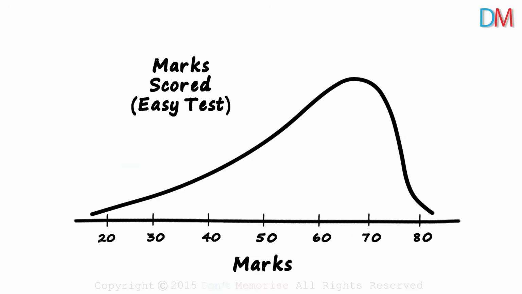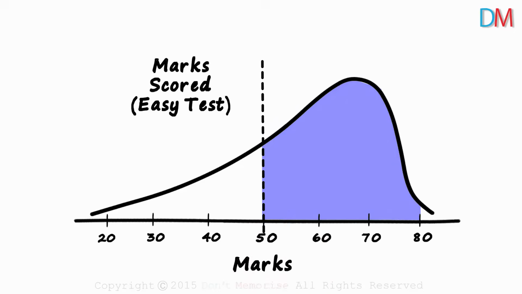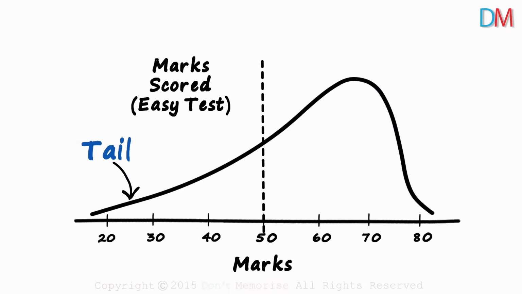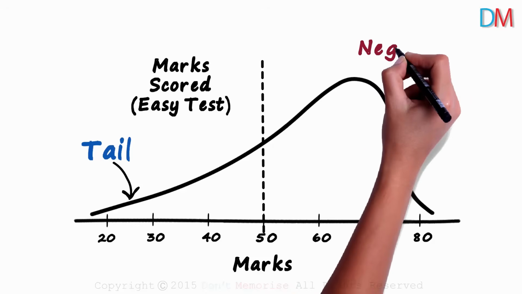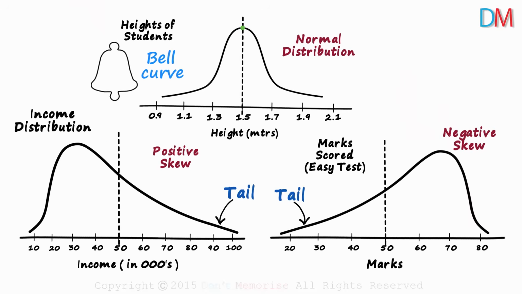Majority of the students scored between 50 and 80, while the central value is 50. We see a tail here as well. But this time, it lies on the left-hand side of the central value. Because it is skewed towards the left-hand side of the central value, we can say that the data is negatively skewed. Now let's zoom out to see all three distributions.